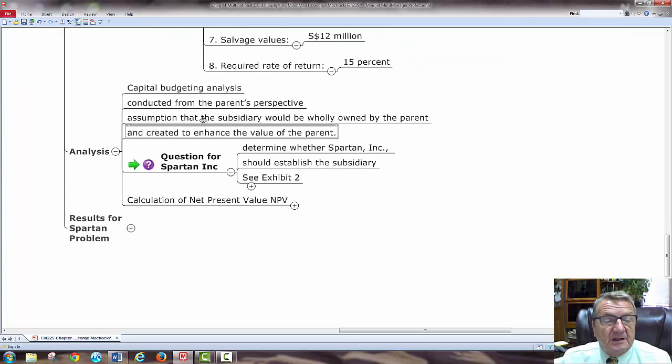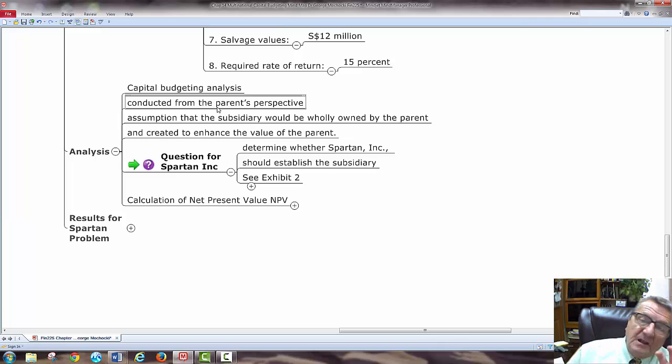Now you're going to have some analysis, capital budget analysis conducted from the parent's perspective. You're looking at it not from the subsidiary. The subsidiary is really giving you the numbers. This is why we think it's a good idea. Now I have to take their numbers and see what it's going to do to the whole MNC parent. Will it add value or bring value?